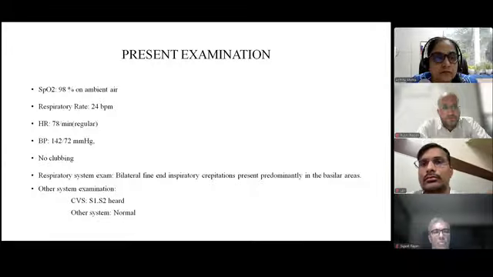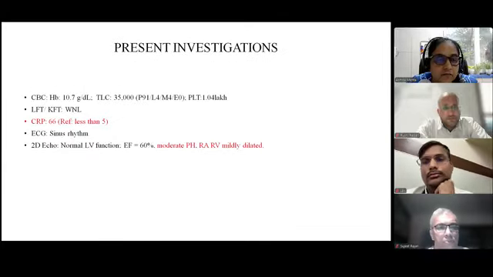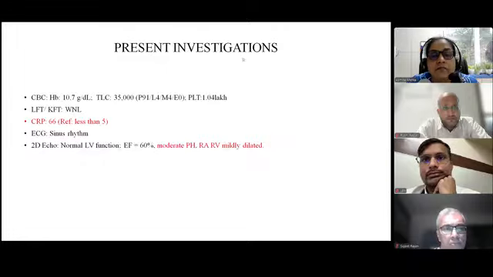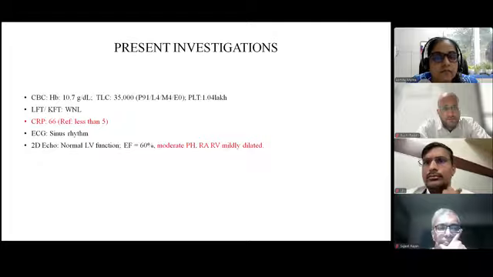These are of the last admission, that is March 25, when she had a SpO2 of 98%, a rate of 24 breaths per minute, and the rest of the vitals were stable, and examination revealed just crepitations, no wheezing. Again, these were of the March 25 admission. CBC was normal, TLC was slightly higher, suggestive of infection. CRP was high, of course, 66, and 2D echo, as we told, revealed moderate pulmonary hypertension.